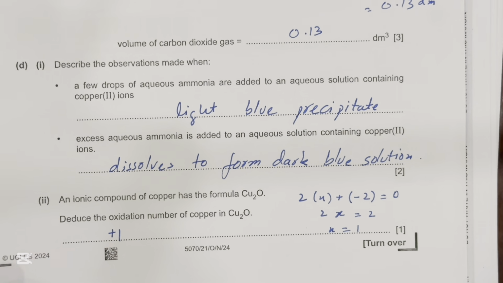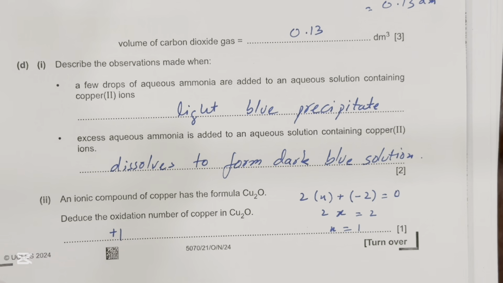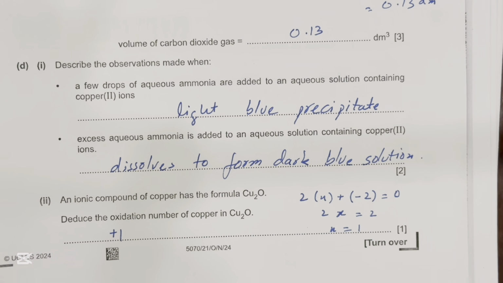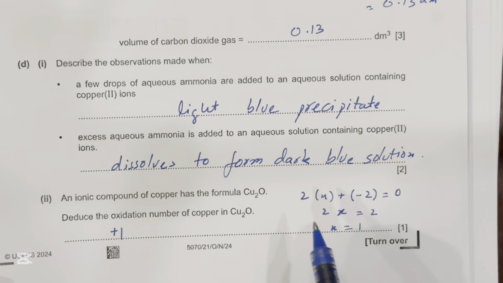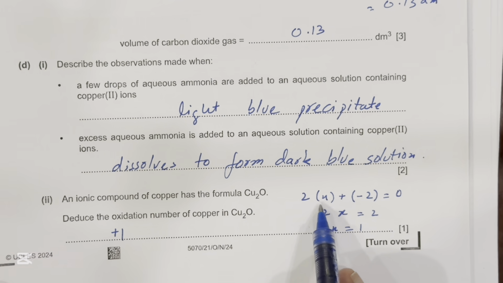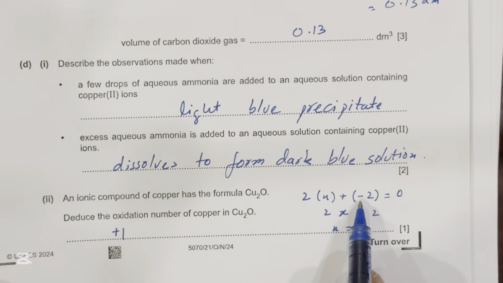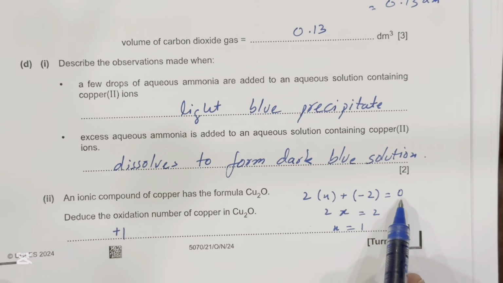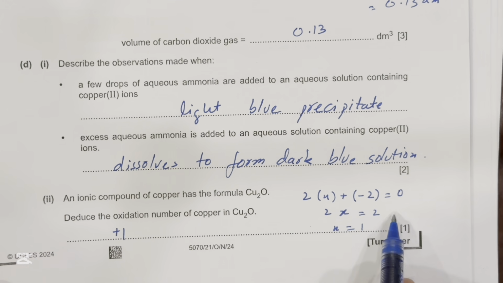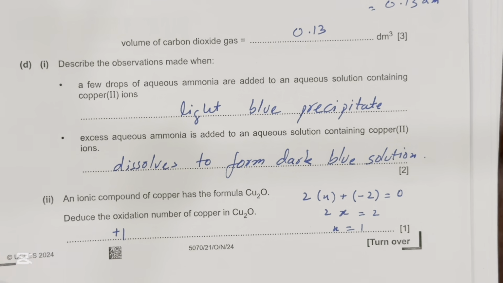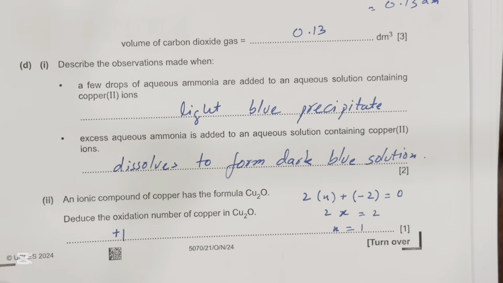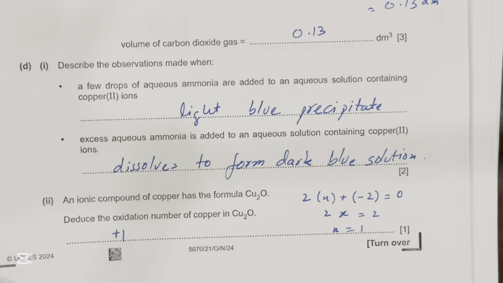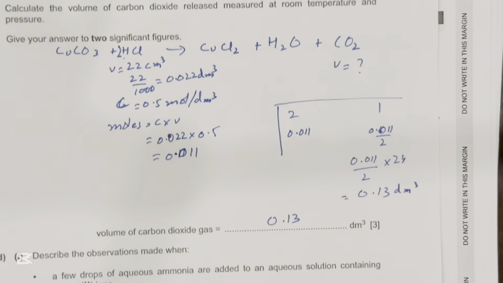An ionic compound of copper has the formula Cu2O. Deduce the oxidation number of copper in Cu2O. So we know that there are 2 atoms of copper, and you need to find the oxidation number. You put x over here, and oxygen has the oxidation number of -2, and this is overall neutral, so equal to 0. So 2x is equal to 2, then x is equal to 1. So this is your oxidation number for the copper in this compound, that would be +1.